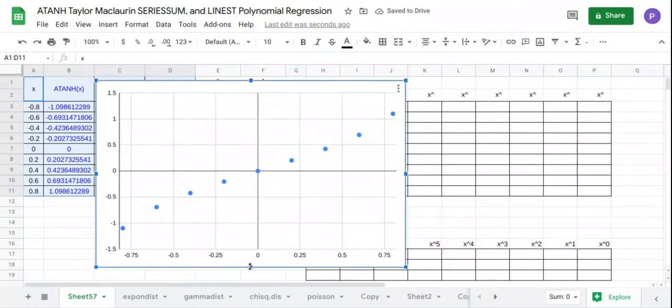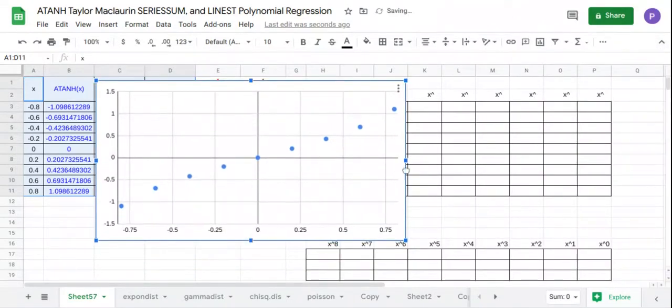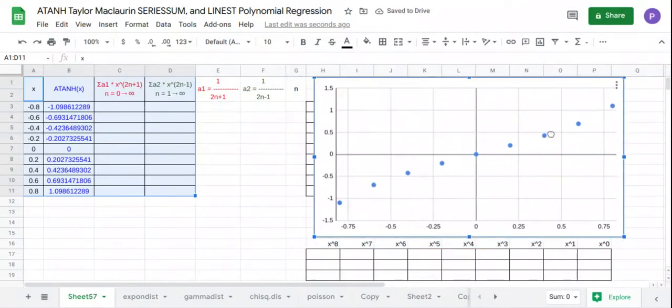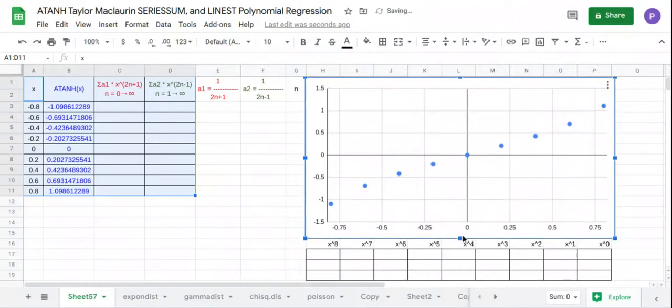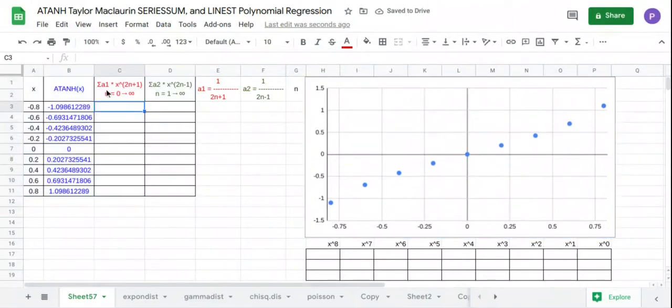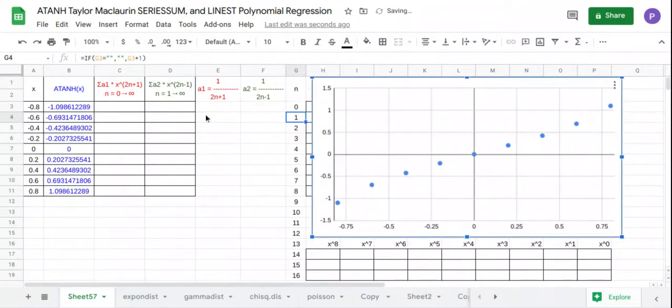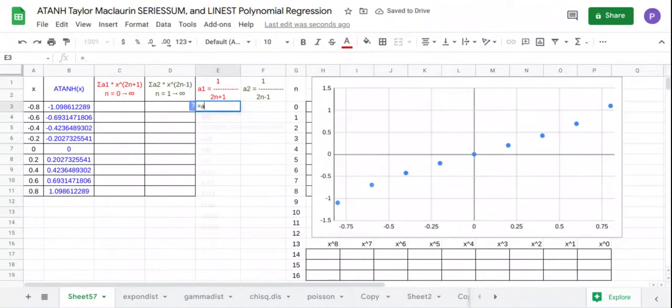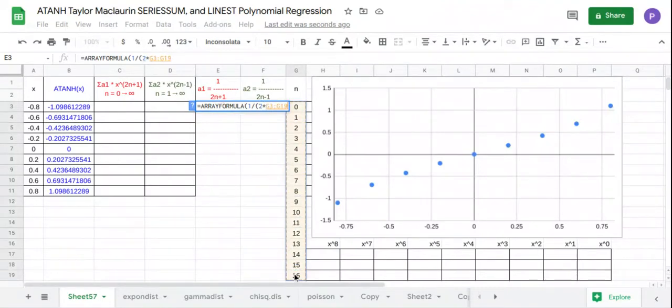We'll continue with the Taylor-Maclaurin series sum in two forms. Starting with the first one, which is the summation of a1 times x to the power 2n plus 1, where the value of n is from 0 to infinity, and the value of a1 is 1 over 2n plus 1. So our n will be from 0 to infinity. But 16 is good enough as approximation. And the coefficient, so array formula, 1 over the quantity 2 times n plus 1.